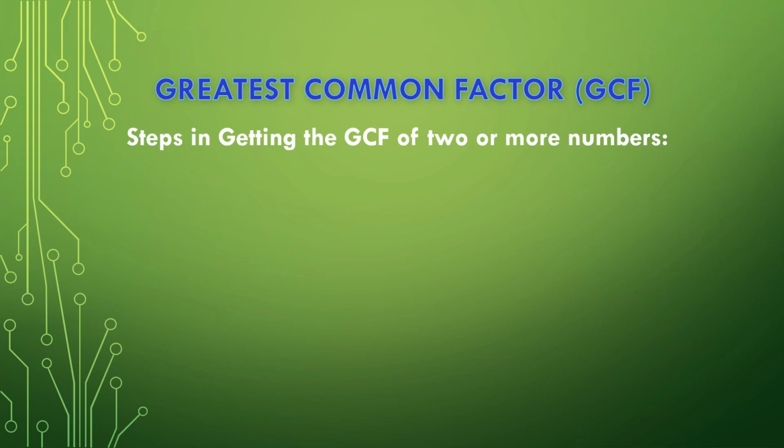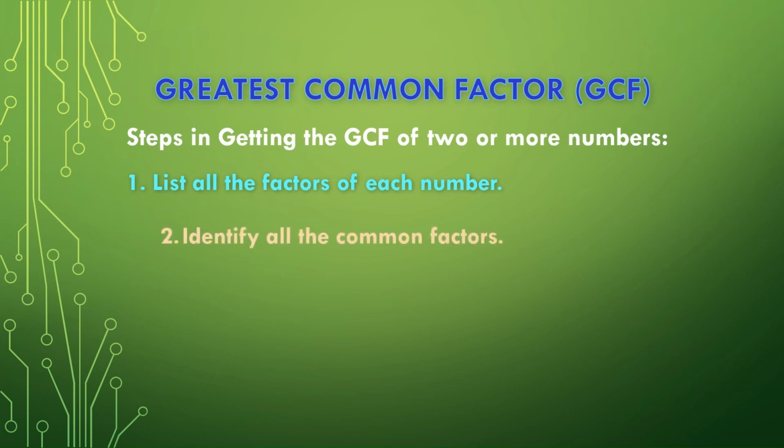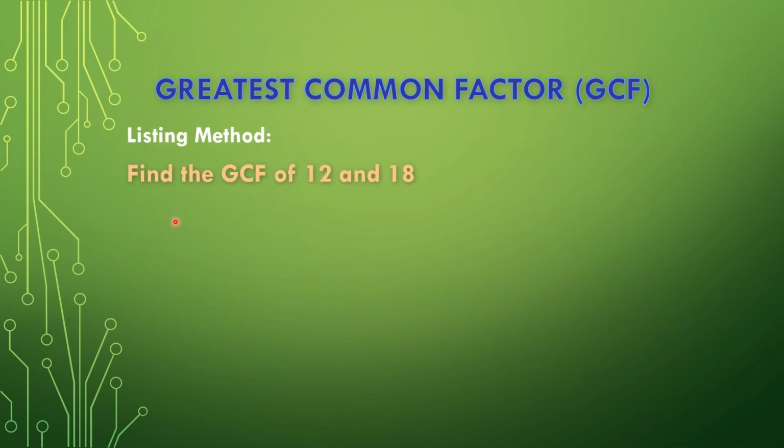Steps in finding the GCF. In finding the GCF through the listing method, by the way, I'll be using the listing method here, we follow 3 steps. First, list all factors of each number, and then identify all the common factors, and then choose the common factor that has the largest value.